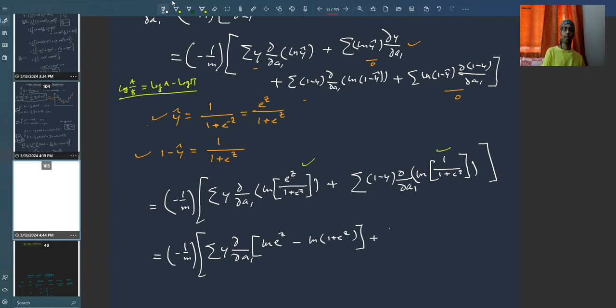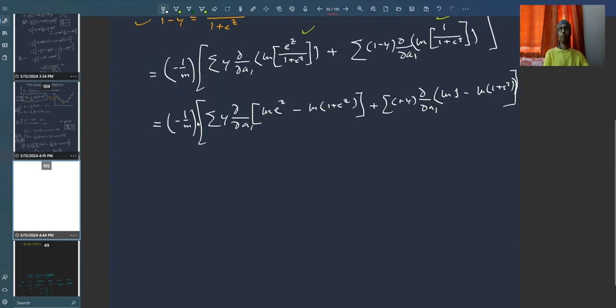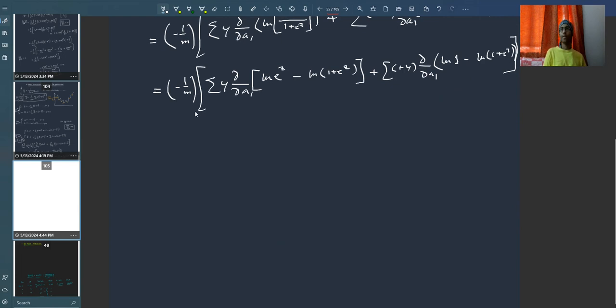Plus sum of 1 minus y, del a1 of natural log of 1 minus natural log of 1 plus e to the power z. This is what it's coming to, right? Now we can simplify it even further. Minus 1 by m.